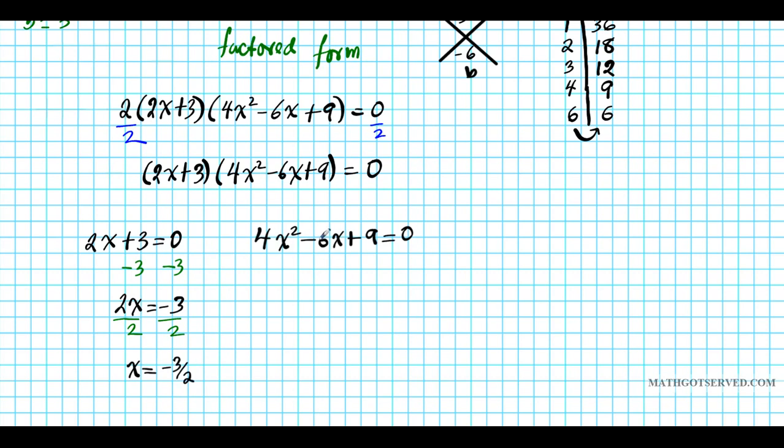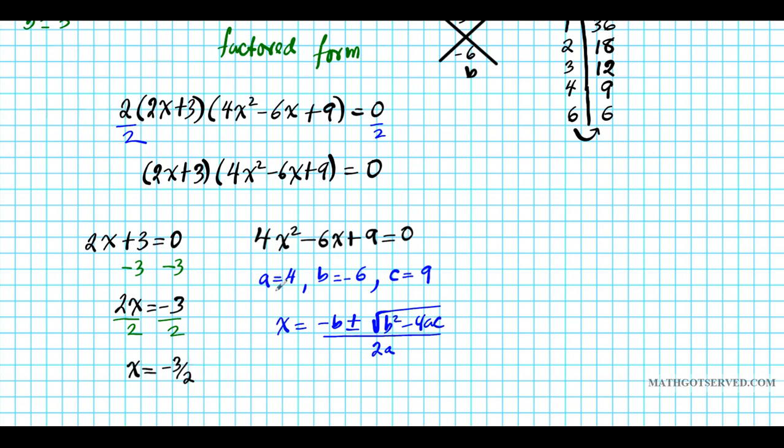Now let's shift our attention to this quadratic trinomial here. We have already determined that it's not factorable. So which other way can we solve it? We can solve this by using the quadratic formula. In this case, a is 4, b is negative 6, and c is 9. The quadratic formula is negative b plus or minus the square root of b squared minus 4ac, divided by 2a.